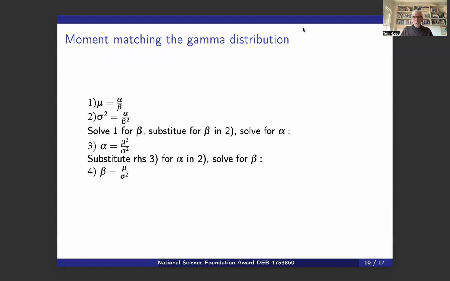So here's this, all we do is solve two equations and two unknowns. Here by substitution, so mu is equal to alpha over beta, sigma squared is equal to alpha over beta squared. We solve one for beta and substitute beta in two. We then solve for alpha and substitute the solution for alpha in two, and then solve for beta. We now have an expression for alpha and beta in terms of the mean and the variance of the distribution, and that enables us to use published tabulated values to form a prior on mu.